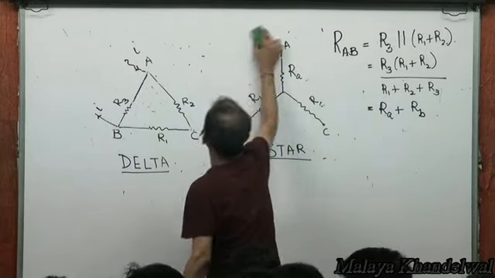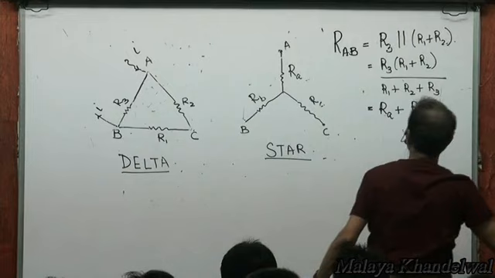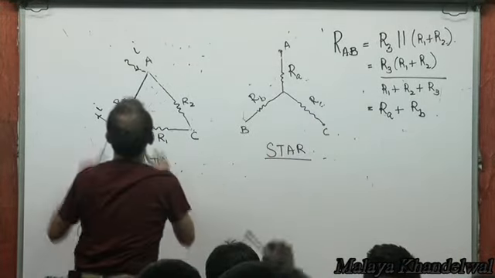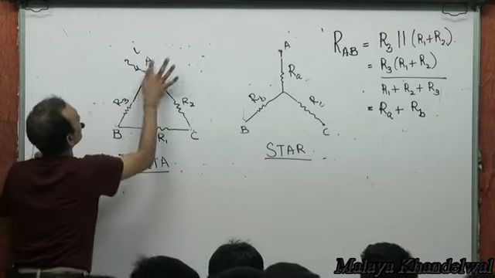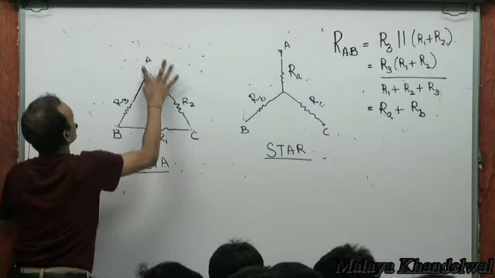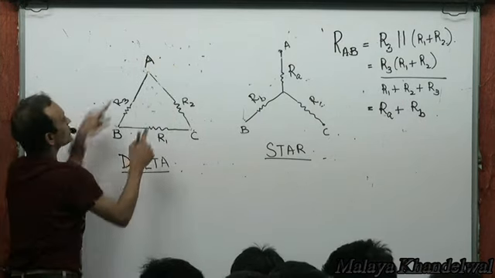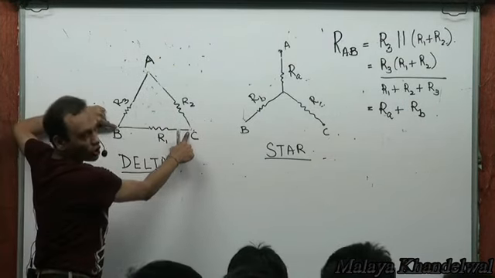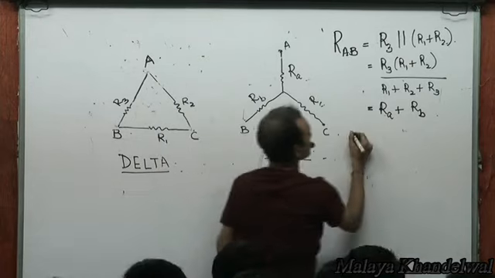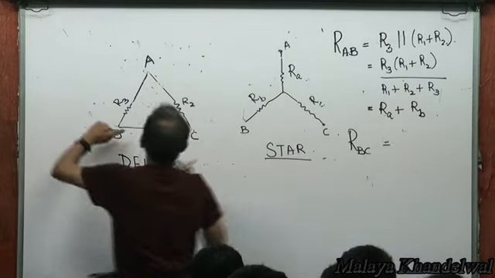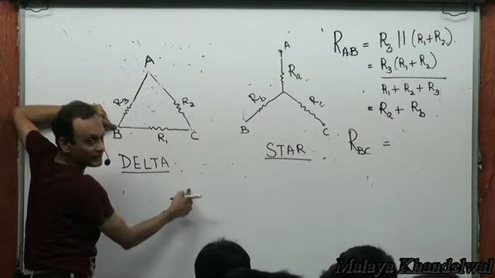Isn't it? So that's RA plus RB. Similarly, if I have to say RBC, resistance across BC, that means imagine current to be entering B and leaving C.